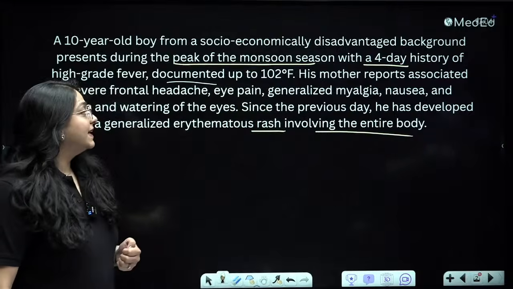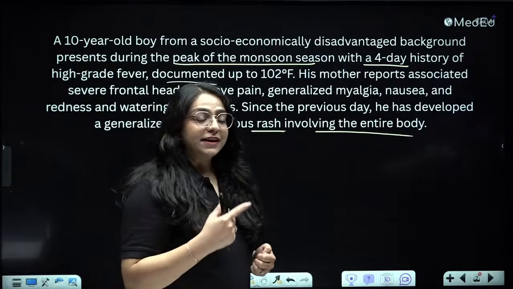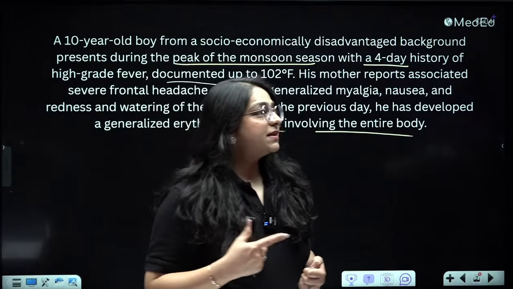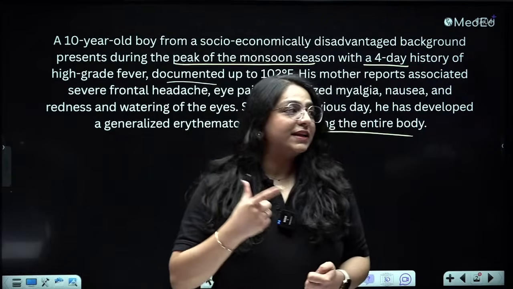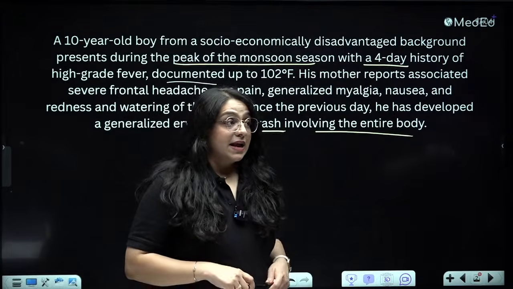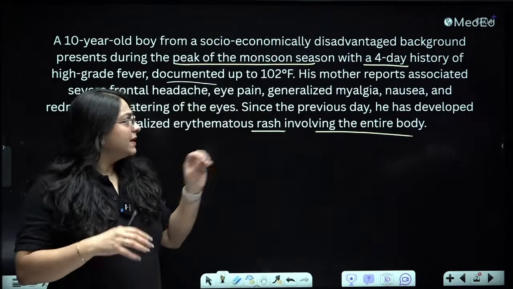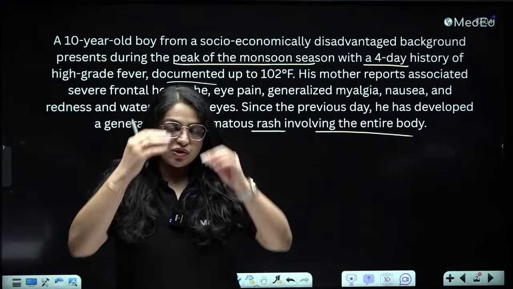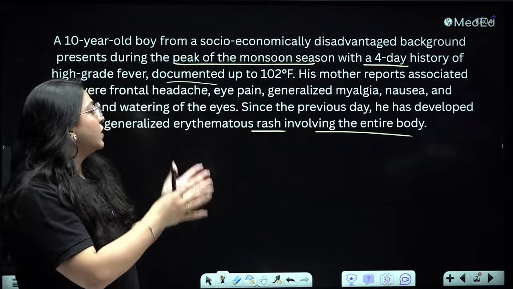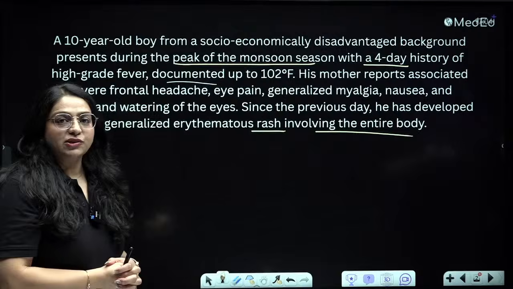If you guys think that there is any other important factor that I should underline here, then please you may comment and then we can take up that important factor as well. From the first looks of it, these are the important things that you might be noticing in the history, right? So this appears to be what we call as fever with rash, right?